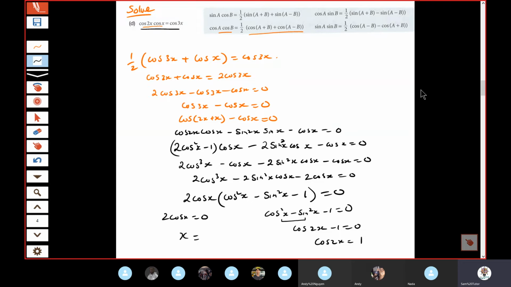The answer is still going to be only between 0, 180 and 360. From 2 cos, so this one? Well, 2 minus 1. 2 cos 3x minus 1 cos 3x is cos 3x minus cos x. You get that? Yeah.